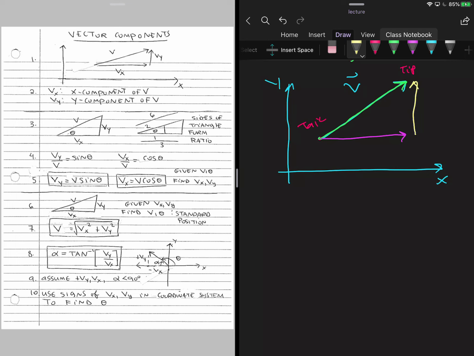distance here. So the horizontal motion, we're going to say that this is the motion along the x-axis, and we're going to call that the x component, Vx. So Vx is going to represent the x component of a vector. And when you walk upwards in the y direction, we're going to call that the y component of the vector, Vy. So Vy represents the y component of a vector.